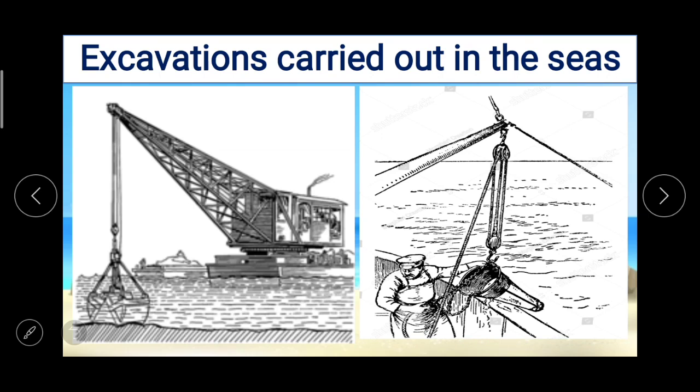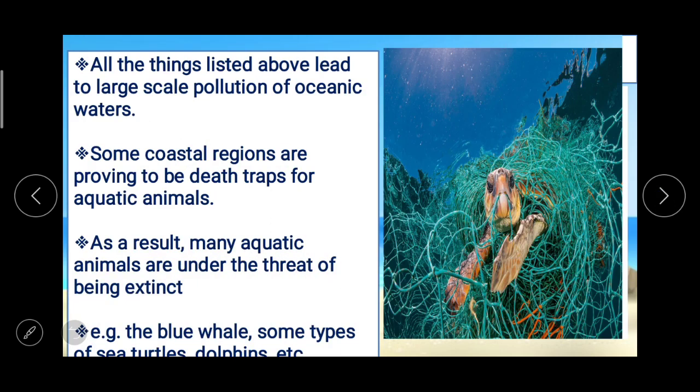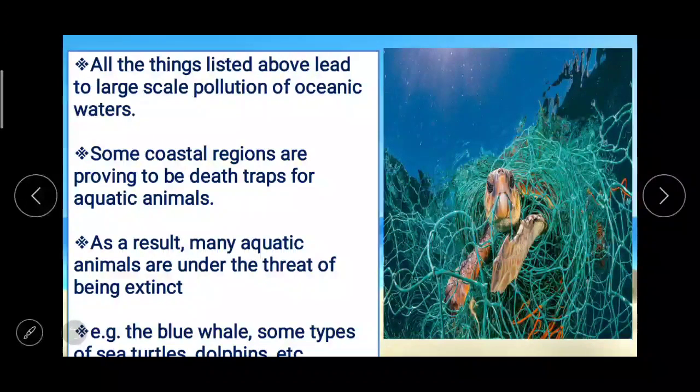Some coastal regions are proved to be death traps for aquatic animals because of the pollution. And as a result, many aquatic animals are under the threat of becoming extinct. It means their whole species will not remain, and we will only have to see them in pictures, in images. So this one is a very dangerous thing. For example, the blue whale, some types of sea turtles and dolphins.